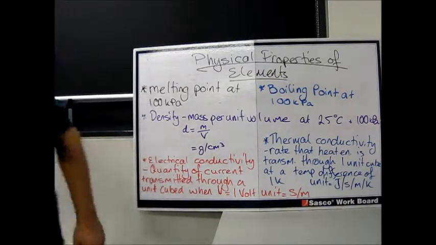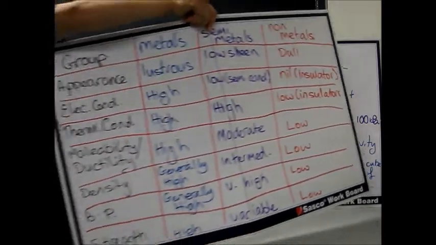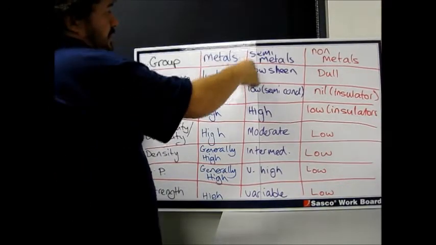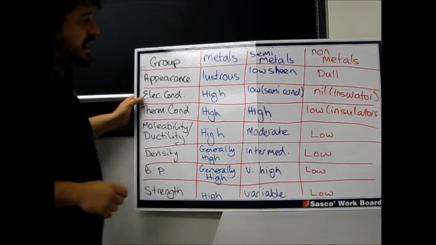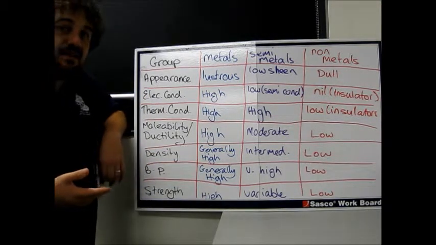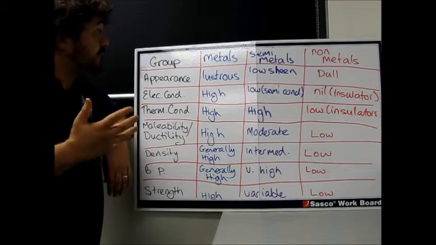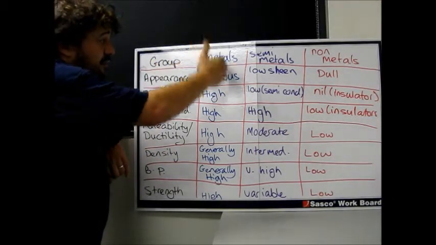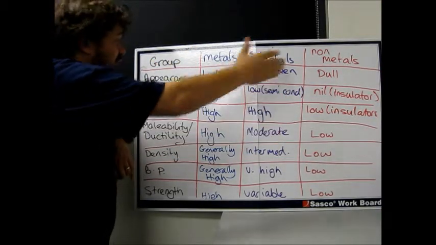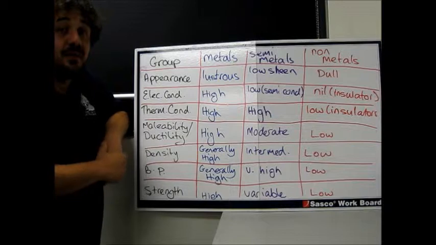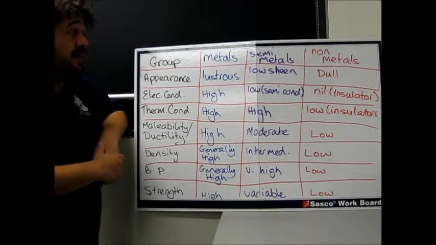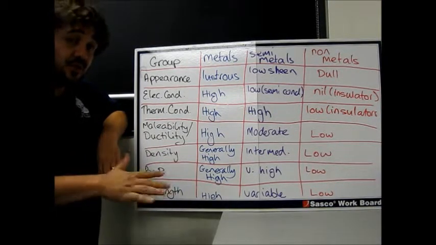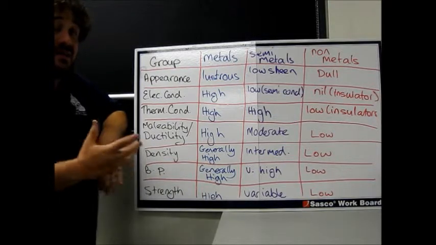Okay. Now, let's look to see how these properties tend to play out in nature. Along here, this is metals, semi-metals, non-metals. So the appearance: metals tend to be lustrous. Semi-metals have a low sheen, usually, and non-metals are dull.